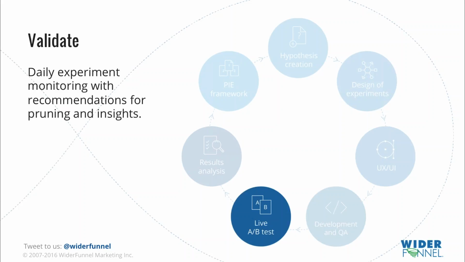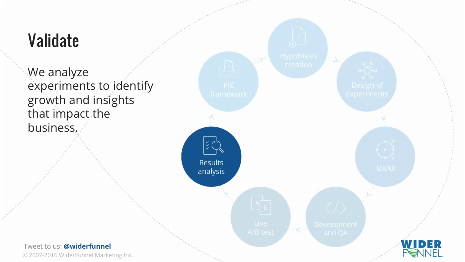And then live A/B tests. So of course, once we've developed it, we're going to run live A/B tests, and we're constantly going to be analyzing the results to make recommendations for pruning or accelerating or monitoring the allocation of traffic between variations and experiments. And then the results analysis, which is one of the most important components. If we've designed experiments properly, there will be insights coming from the tests. And that results analysis feeds those insights into that central hub of insights for the company, as well as into future rounds of tests and reprioritizing the PI prioritization in the PI framework.